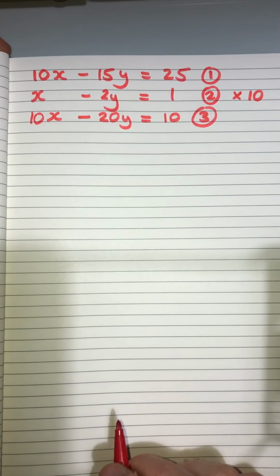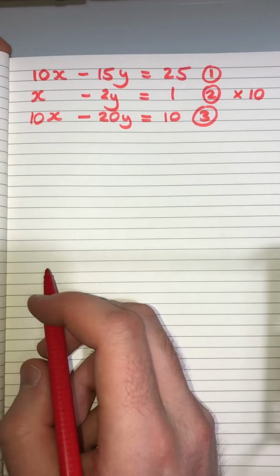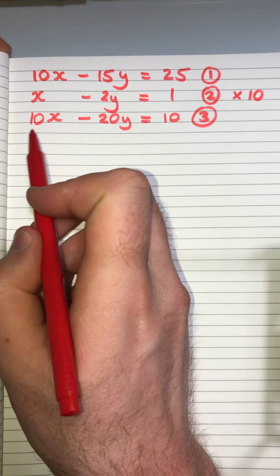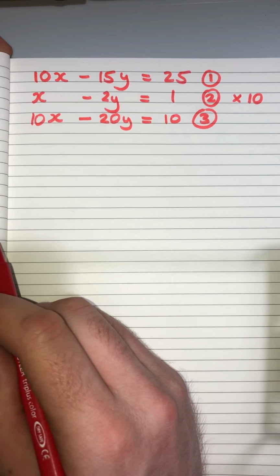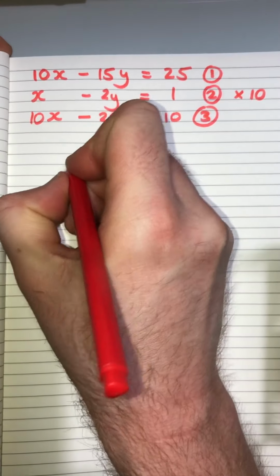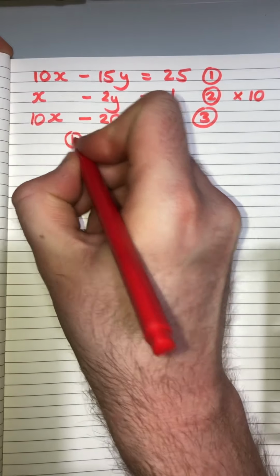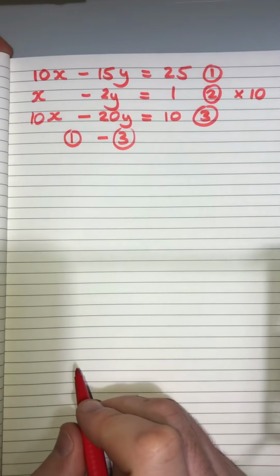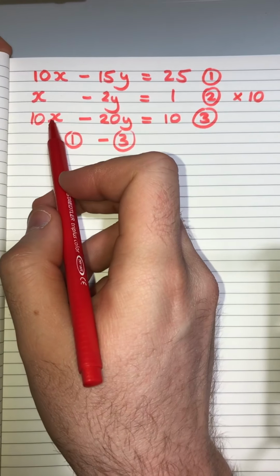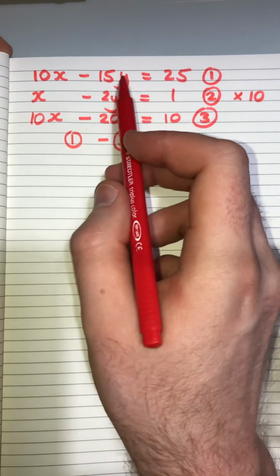Okay, so now I have my three equations with 1 and 3. Okay, but they are both positive, so we looked the other day when our values were both positive or both negative with the same symbol, we had to subtract them. So it's going to be 1 subtract 3. So 10x, take away 10x is 0x.